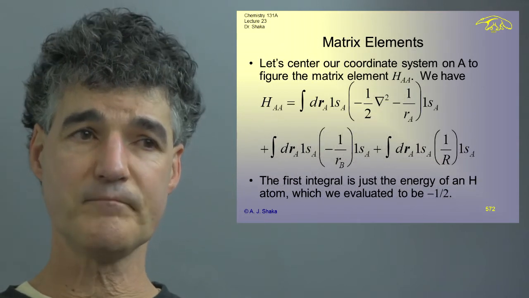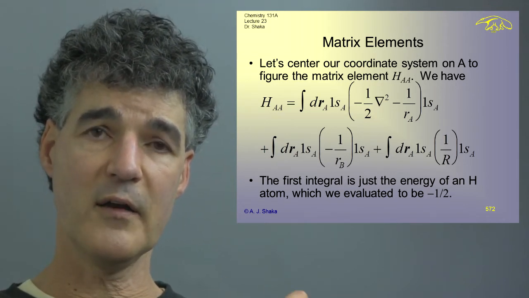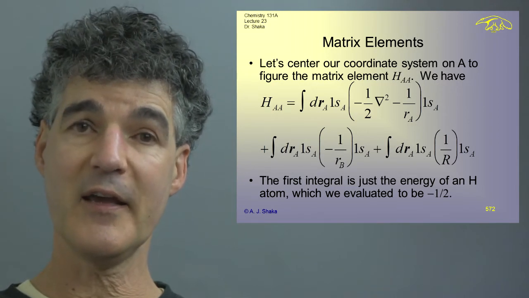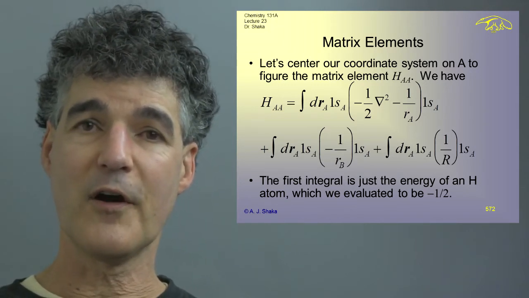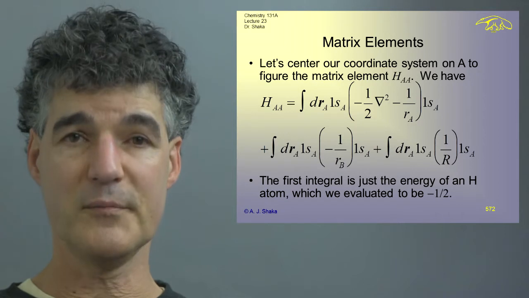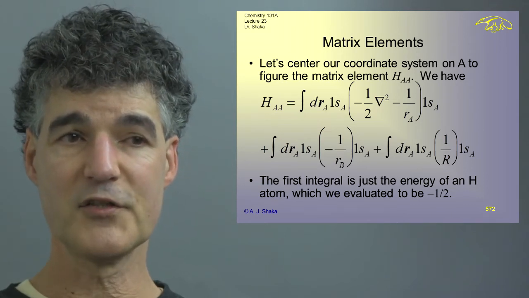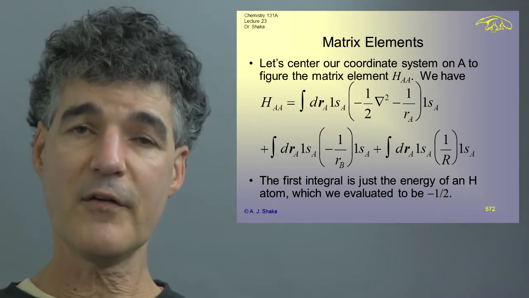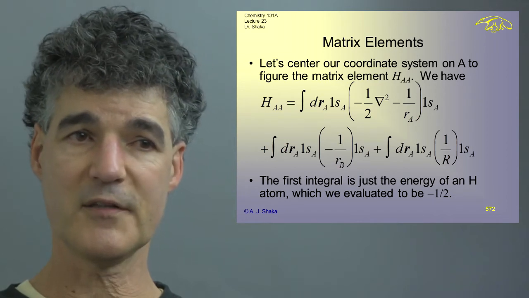Now let's start then by calculating the matrix element HAA. We're going to center our coordinate system on the proton A, just for simplicity. And that's because our wave function is 1sA and 1sA, so why not just center the coordinate system on A, and then the 1 over RA is very easy to calculate. This then has 3 terms. The first term is just the kinetic and potential energy of the electron, which looks just like the hydrogen atom. And so that one we've done. We don't have to do that. And then we have another term that's the integral over minus 1 over RB, but with the wave function 1sA, 1sA.